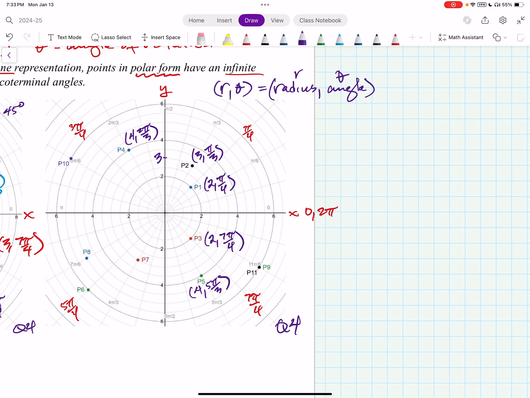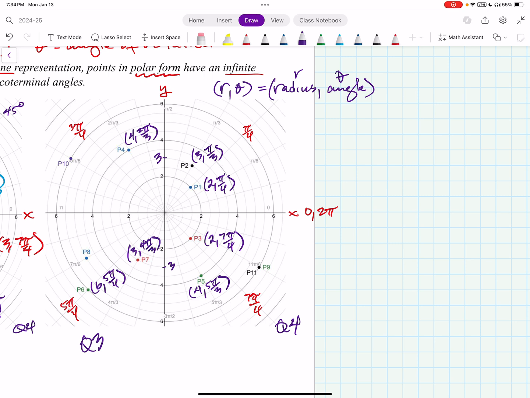Let's see, P6. Where's P6? P6 is in quadrant 3, and it's on the sixth circle. So (6, 5π/4). So you have to know your angles. All right, P7, it's on the third circle. It's rotated 4π/3, so (3, 4π/3).